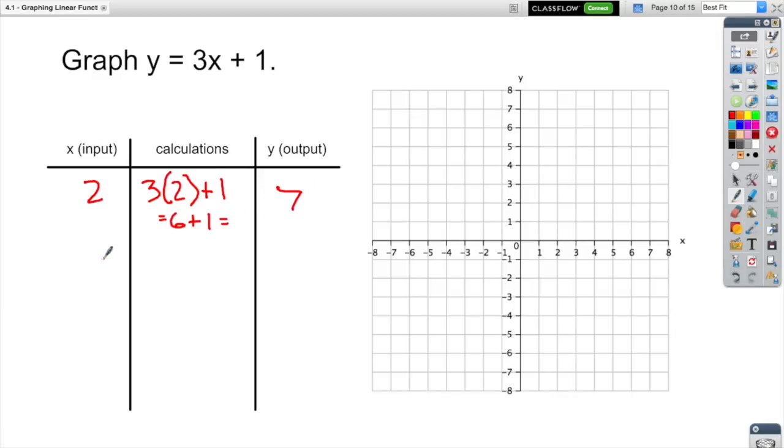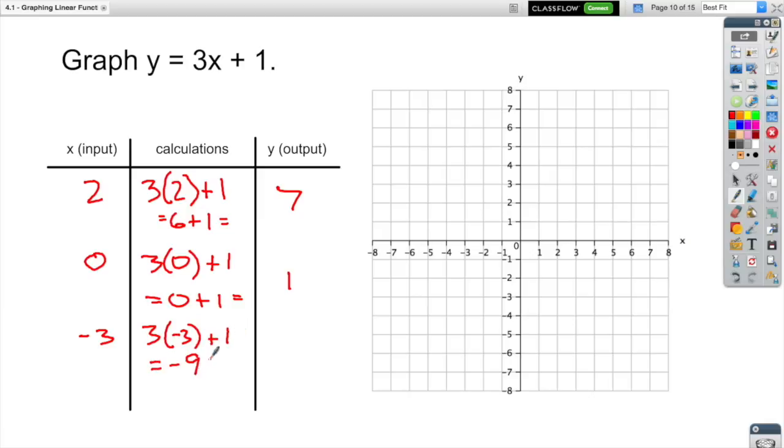Let's do 0. If I input a 0, 3 times 0 plus 1 equals 0 plus 1, which is just 1. And of course, let's do some negatives. Let's do negative 3. 3 times negative 3 plus 1 equals negative 9 plus 1, which equals negative 8. Okay, once again, we're just picking input numbers at random, just making sure we have a variety.